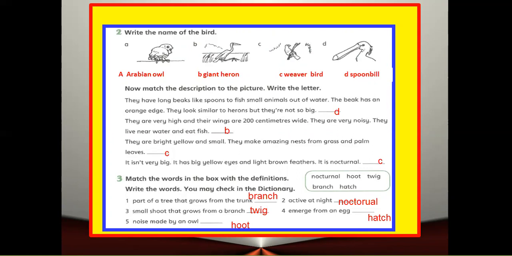3. Match the words in the box with the definitions. Nocturnal. Hoot. Twig. Branch. Hatch. Write the words. You may check in the dictionary. 1. Part of a tree that grows from the trunk. Branch. 2. Active at night. Nocturnal. 3. Small shoot that grows from a branch. Twig. 4. Emerge from an egg. Hatch. 5. Noise made by an owl. Hoot.